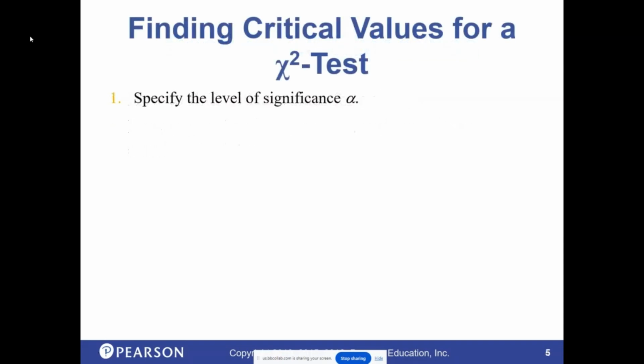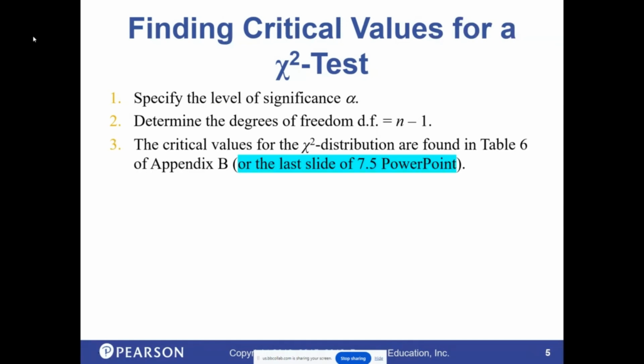Okay, so when we're finding our critical values for the chi-square test, first of all, we want to specify the level of significance, which is our alpha. We want to determine the degrees of freedom. Remember, that's n minus 1. And then we're going to find our critical values for the chi-squared distribution. They're on a table in your book, but like I said before, I've also included them on the last slide of this PowerPoint, so they'll be easier to find.